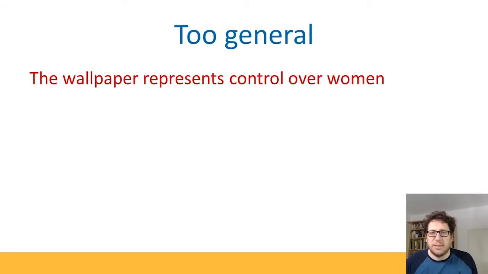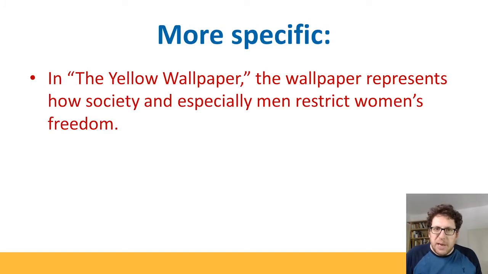Now here's an example of a thesis. This thesis is a little too general: the wallpaper represents control over women. Okay, control over women, that's such a big topic. We need to restrict it maybe in order to say something specific about the story. What kind of control over women? It's better to rewrite it in a way that's more specific.